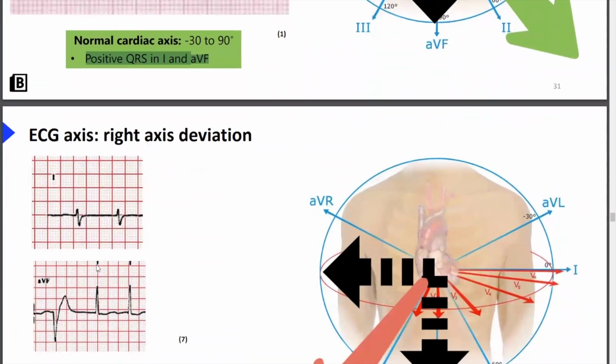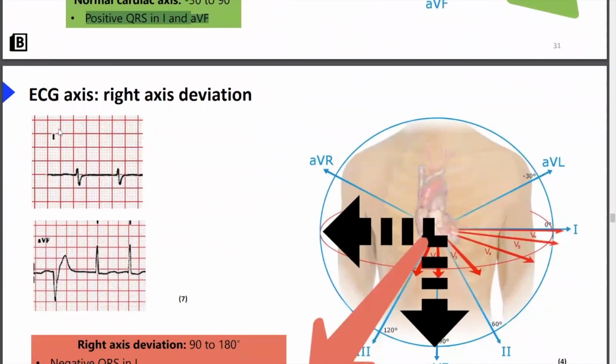Okay, so right axis deviation. So if we look at lead 1 and AVF again, in lead 1, is the bulk of the positive QRS going up or down? So let's take it from first principles. It's going down, okay? So lead 1, it's a downward deflection. So if lead 1 is a downward deflection, is current flowing towards or away from lead 1? Away. And that's why we have this black arrow away from lead 1.